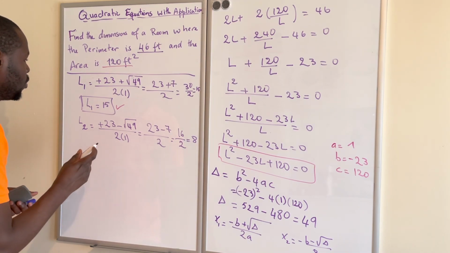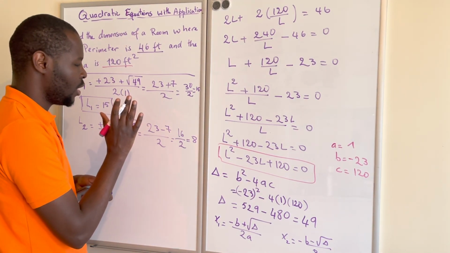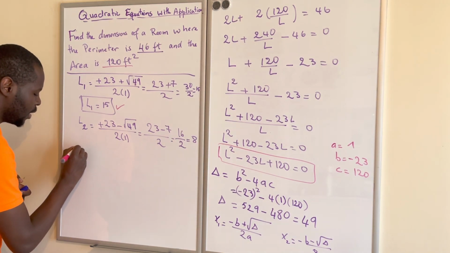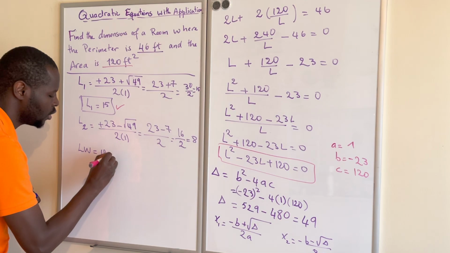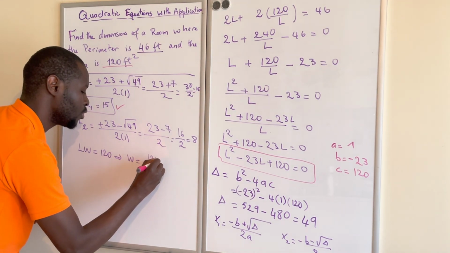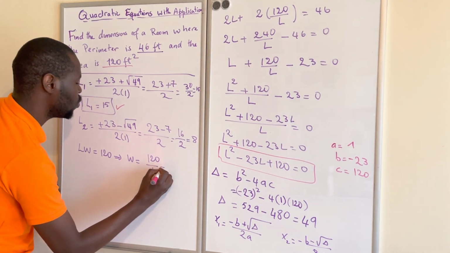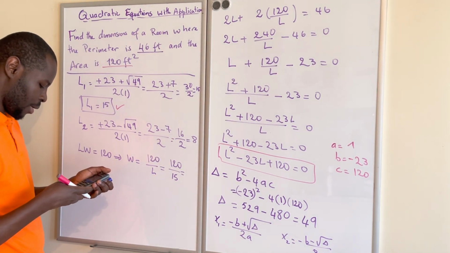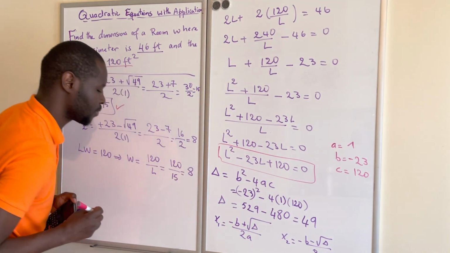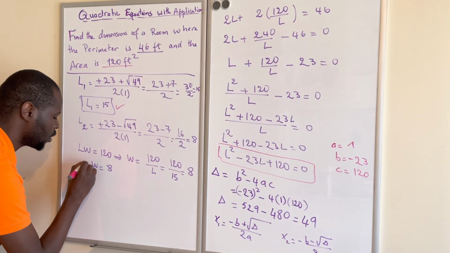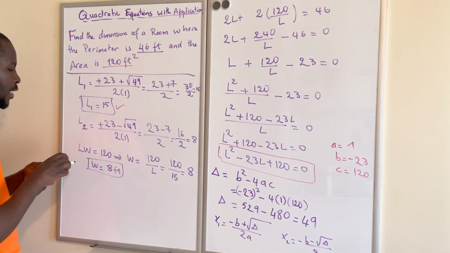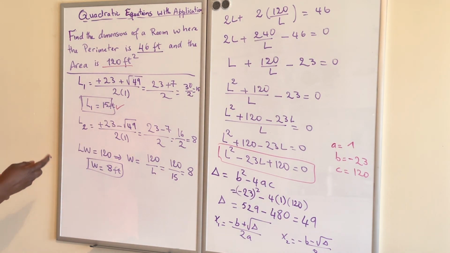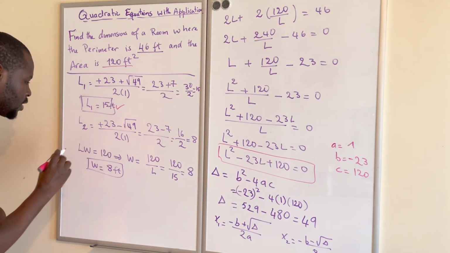Okay. Now we are not done. We found L, but now we need to find W. I erased it already, but if you remember, we had L times W equals 120. So we solve that W equals 120 over L. Now we know L equals 15, so 120 divided by 15 will give me 8. So W equals 8, which is the width of the room. So 8 feet, and L, we found this to be 15 feet.